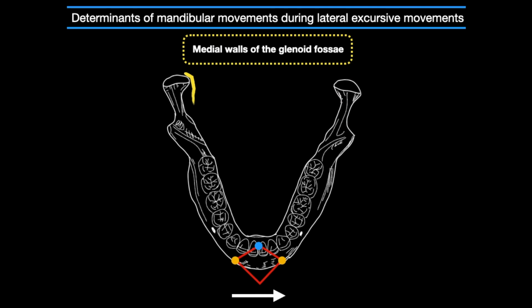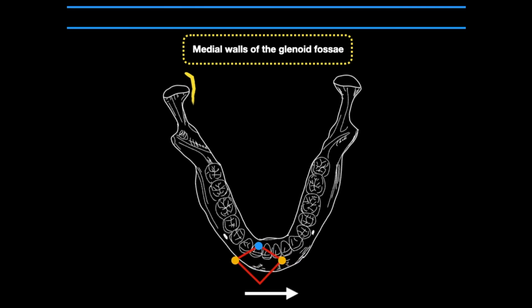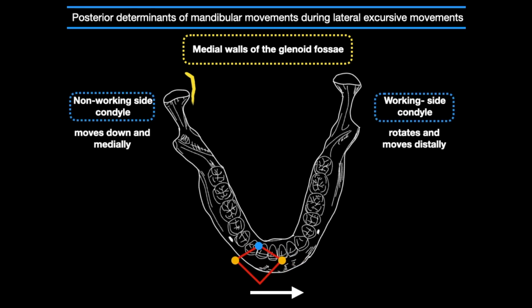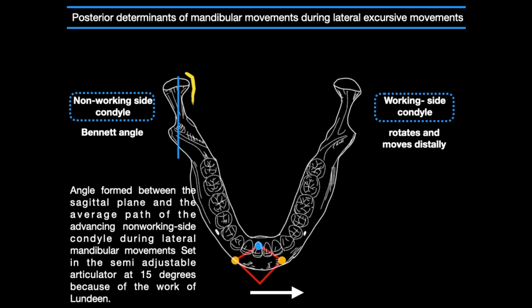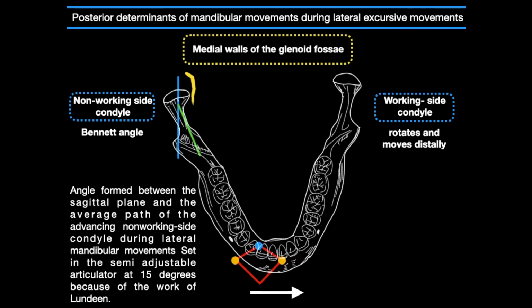The posterior determinants during excursive movements are the medial walls of the glenoid fossa, as previously discussed. The non-working side condyle, observed on the horizontal plane, moves down and medially during excursive movements. The angle formed between the sagittal plane of the condyle, represented by the blue line, and the average path of the advancing non-working side condyle during lateral movement, represented by the green line, is called the Bennett angle, and is set on the semi-adjustable articulator at 15 degrees.